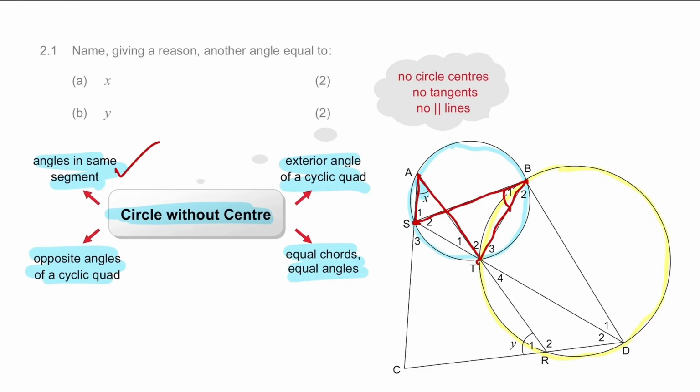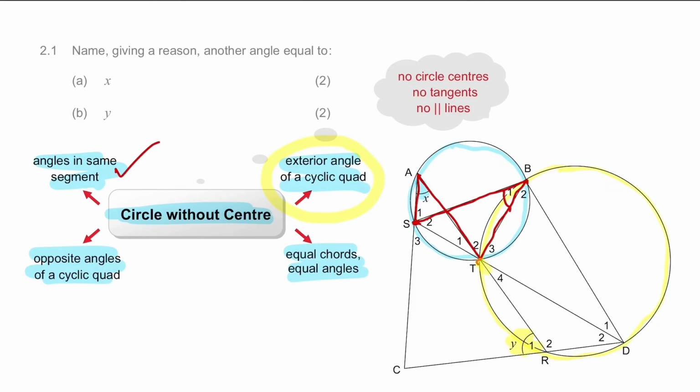Okay, now we just need to find another angle equal to y. So what we need to do is make sure that we start with what we're given. So angle R1 is equal to y. We notice that that is related to the circle, but outside the circle. And with outside the circle, it means that we are probably going to be using the exterior angle of a cyclic quad, because this reason is specifically designed for the information that we have been given.